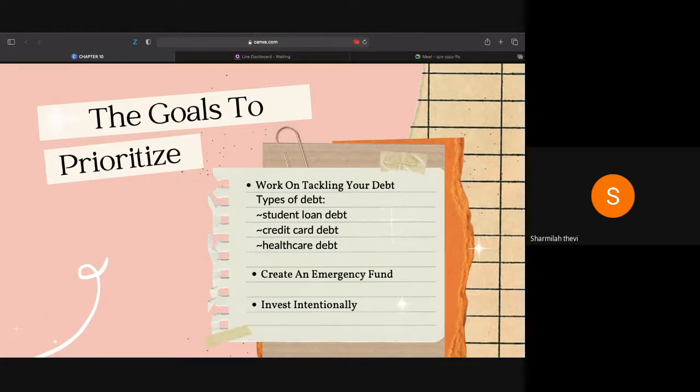Sustainability means kelestarian. The next thing we are going to see is work on tackling your debt. This is one of the most important financial habits to establish early on, to decrease your debt as much as possible. Establish means menubuhkan. In this slide, we can see three of the most crippling and problematic types of debt. They are student loan debt, credit card debt, and healthcare debt.